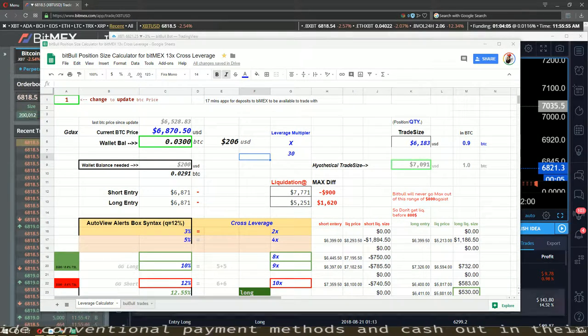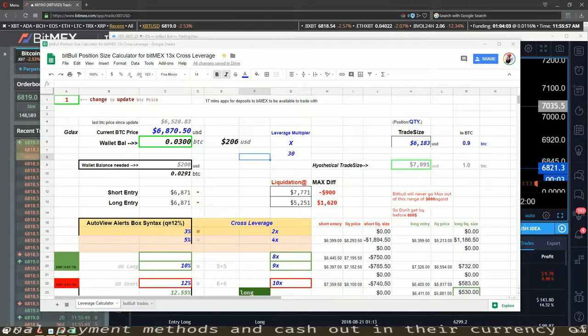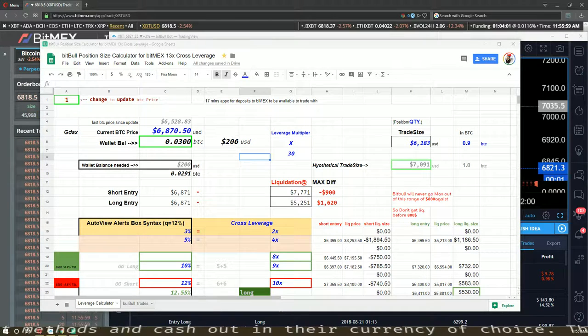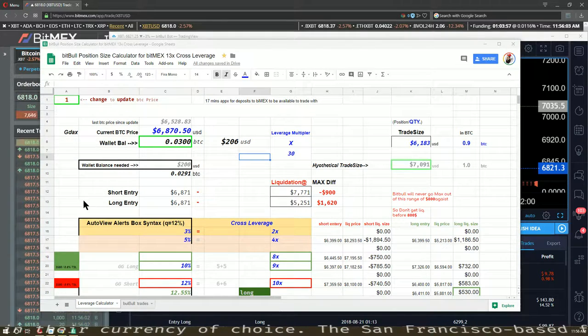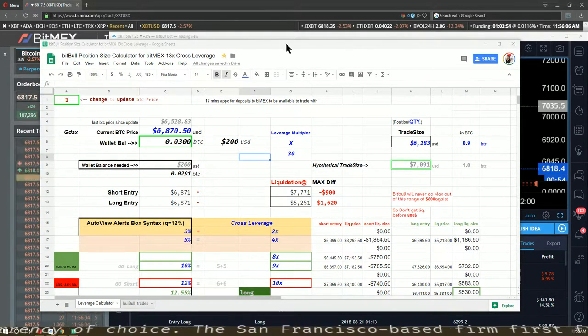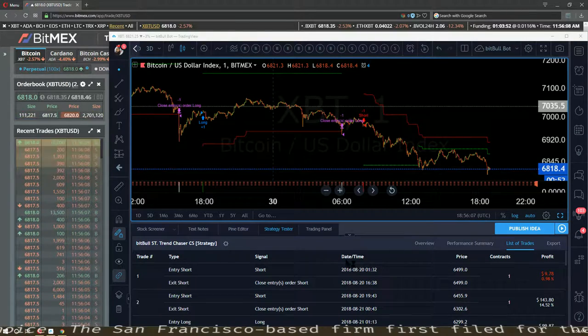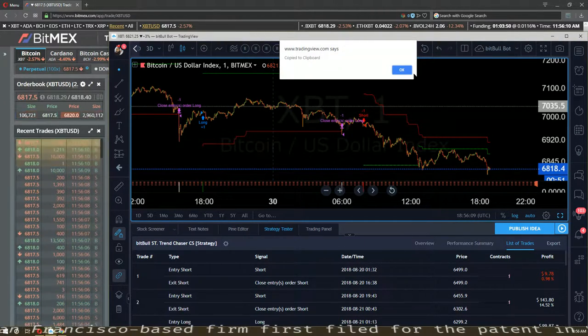Started. This is for day five, part two. bitBull Seeking Alpha set. All right, pulling out the position calculator. Do some of this stuff. I'm going to export some of these trades.